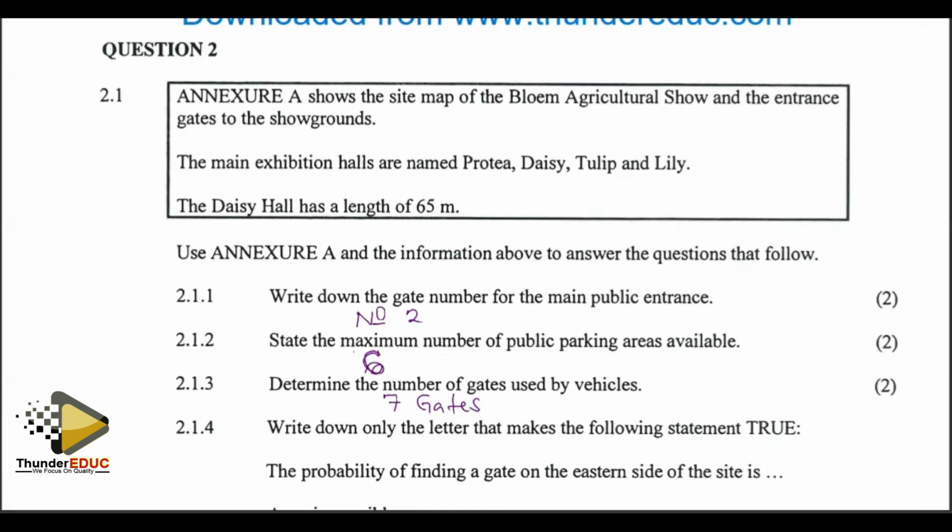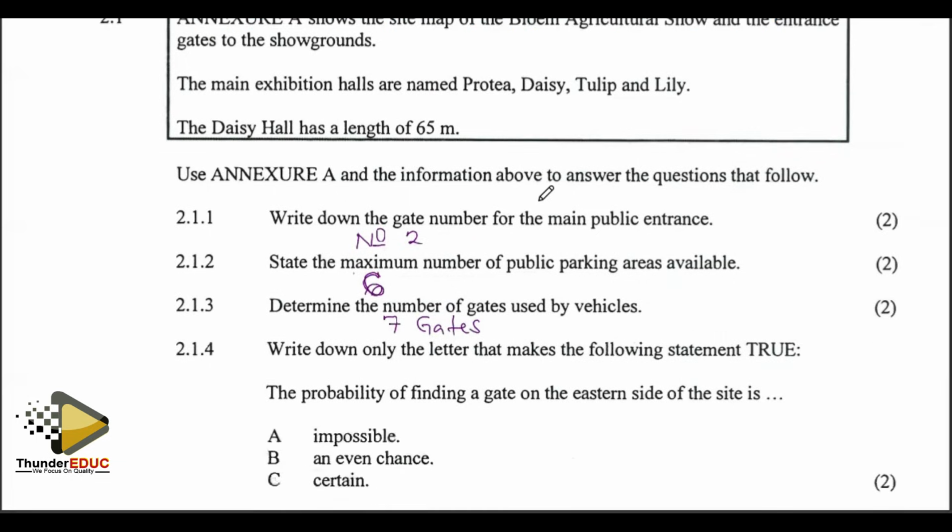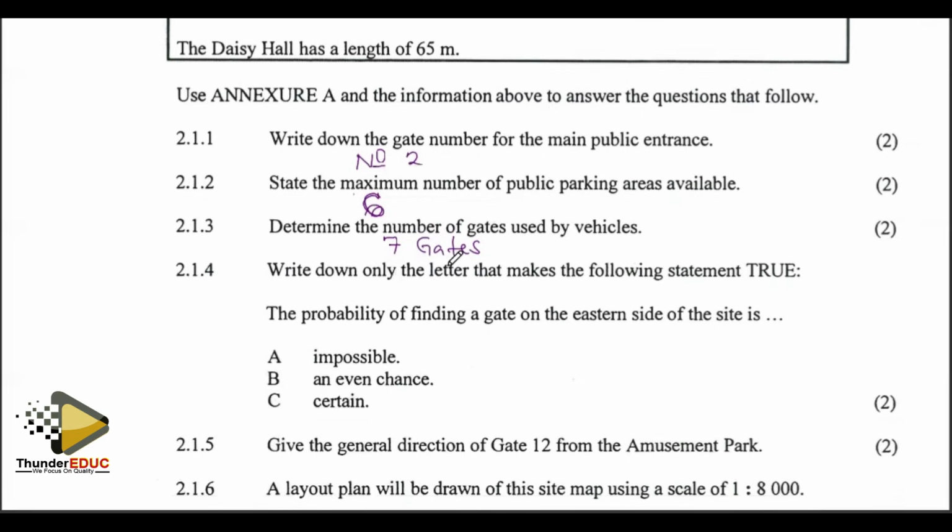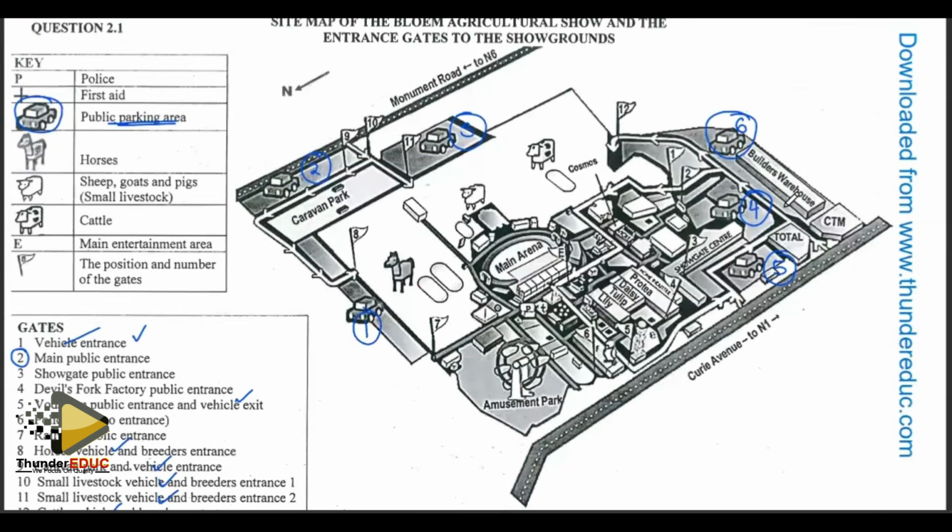7 gates. All right, we go up and we see: write down only the letter that makes the following statement true. The probability of finding a gate on the eastern side of the site is. We go to that. We see now, first and foremost, look for the compass. Here is the compass, and this side is the north.